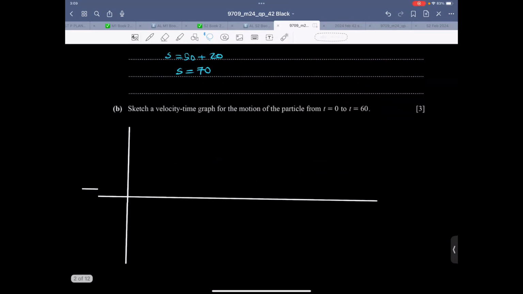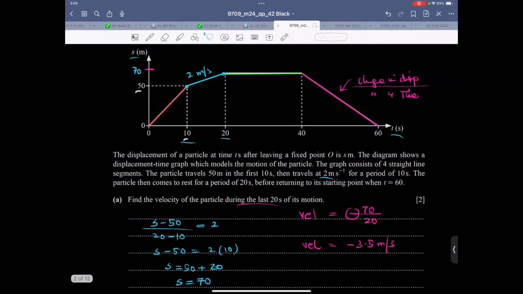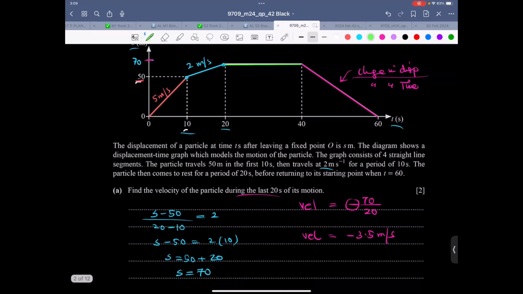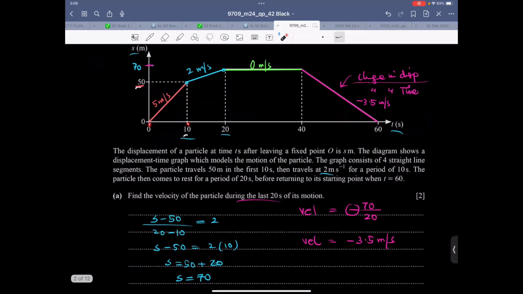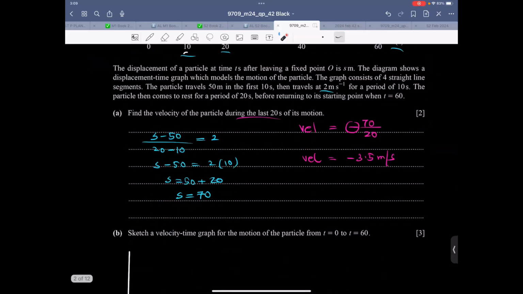Now over here, what do we have? For the first portion, over here, we have 50 over 10. So the speed is 5 meters per second. Then it's 2 meters per second. At rest, this is 0 meters per second. And this last portion, it's negative 3.5 meters per second. That means all these velocities are constant. So there will be flat line segments over here. So 0 till 10 till 20, 20 till 40.